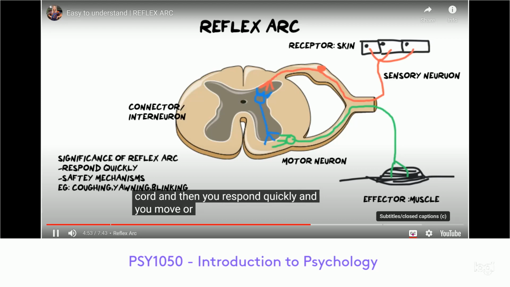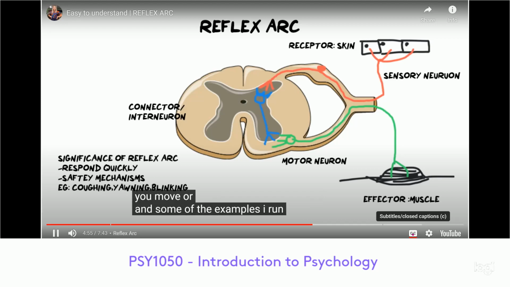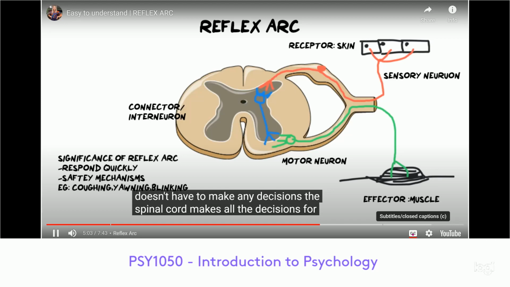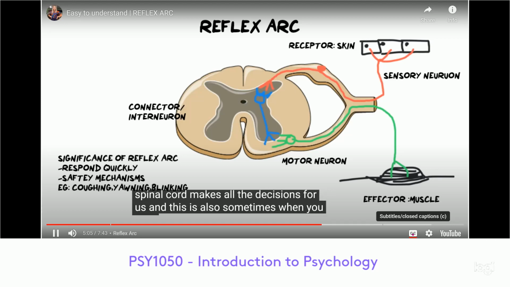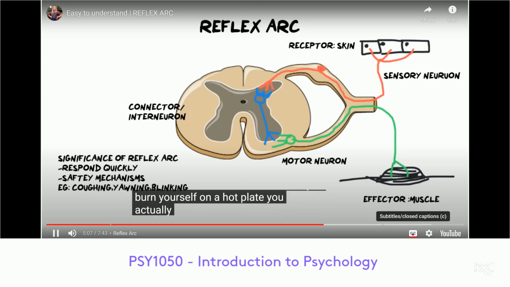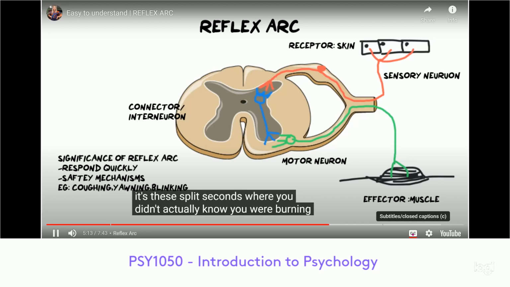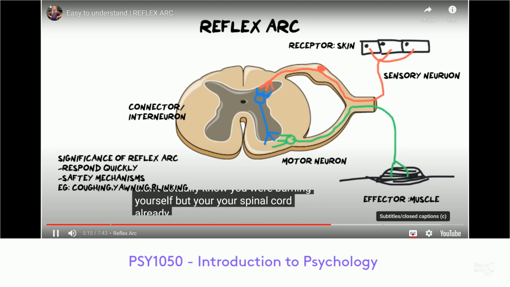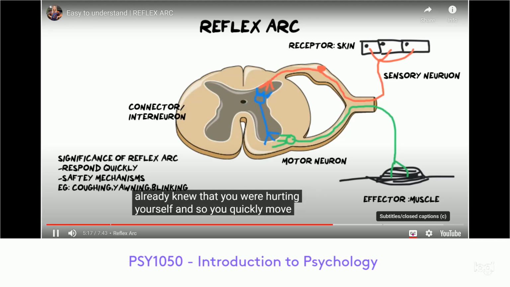You move, or, and I'll run through some examples now, you'll blink. And that's because we can bypass the brain. The brain doesn't have to make any decisions. The spinal cord makes all the decisions for us. This is also why sometimes when you burn yourself on a hot plate, you actually move before you feel the pain. It's these split seconds where you didn't actually know you were burning yourself, but your spinal cord already knew that you were hurting yourself, and so you quickly move away.